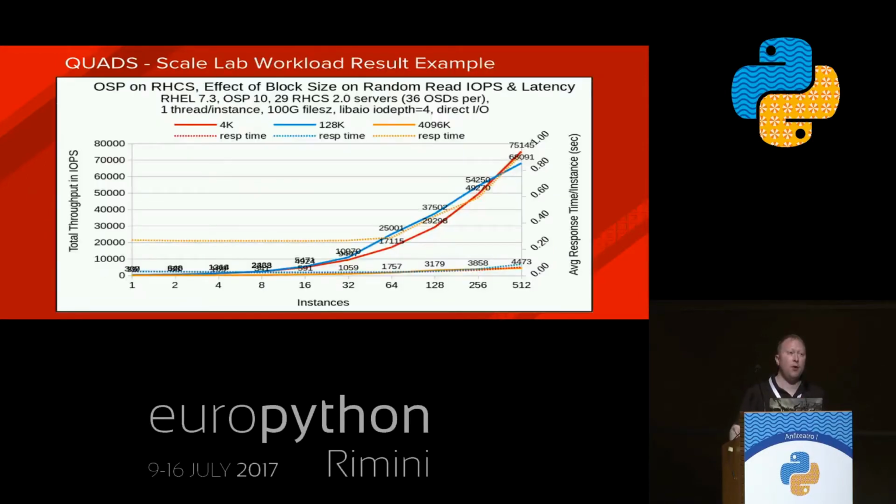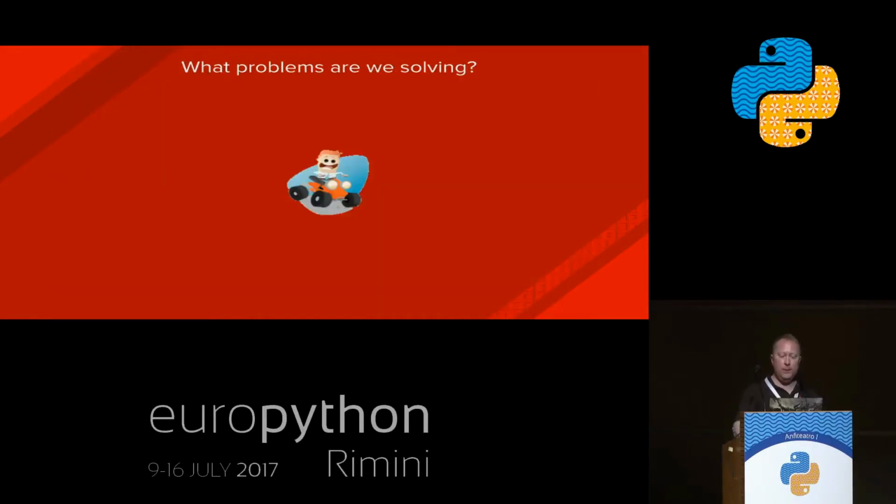Here's an example of some of the metrics that we've gotten from the lab. I kind of picked this at random. This is a storage workload. And these are some of the results that we get out of the Scale Lab, and QUADS kind of empowers us to do this sort of work.